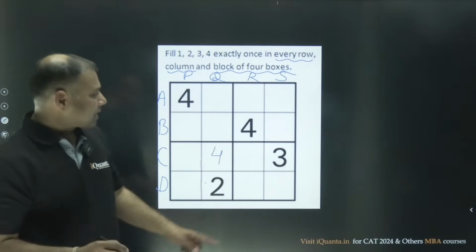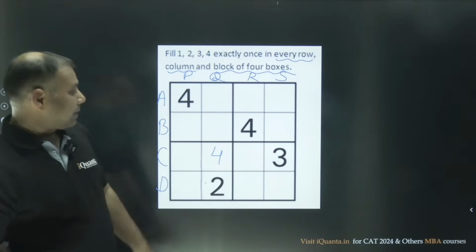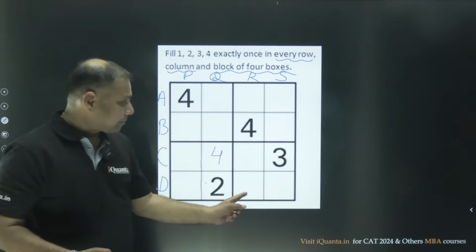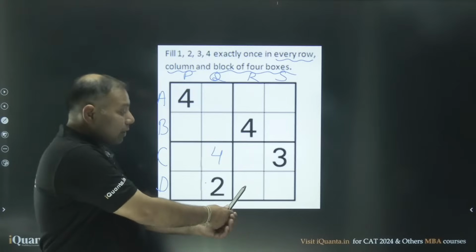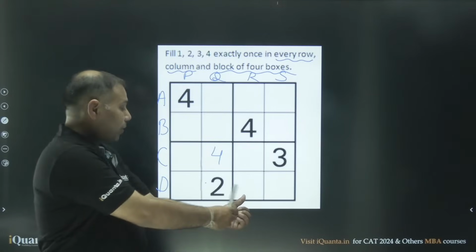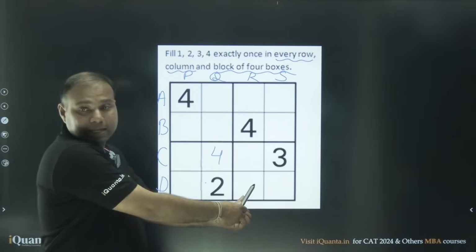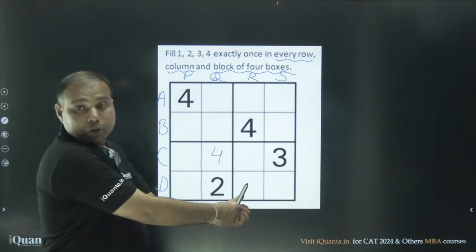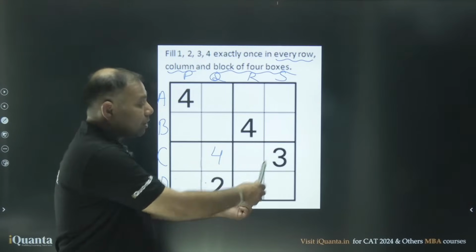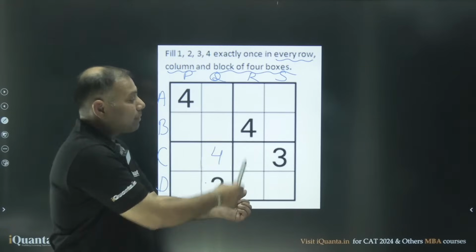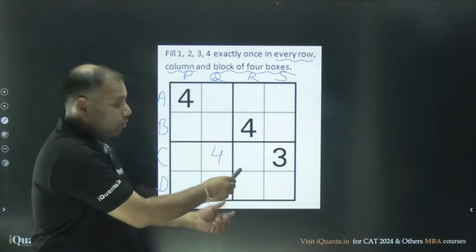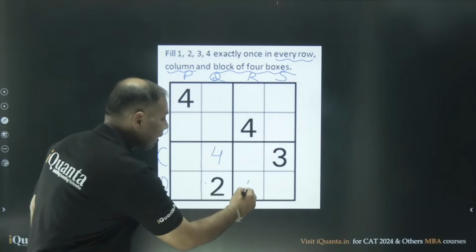Okay, I would like to ask about CR. Look at CR, rather, this DR, sorry, DR. So in DR, can I fill 2 here? Certainly no, because 2 is already there in this row, right? Can I fill 3 here? No, 3 also cannot come, because 3 is already there in this block, right? And 4 also cannot come, because 4 is already there in this column. So this DR will be 1.